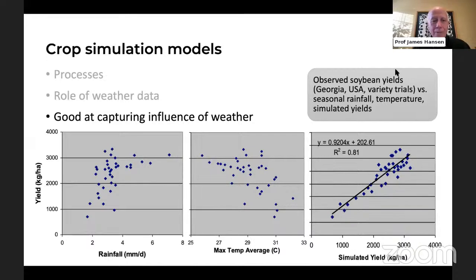These graphs of soybean yields in the state of Georgia in the United States, from a set of variety trials versus climate data, demonstrate this. The left panel is the relationship between yields and rainfall averaged over the season. In the middle, average daily maximum temperature versus yield. And then on the right, exactly the same data on a daily time step run through a crop simulation model. The relationship is much stronger and much more linear.